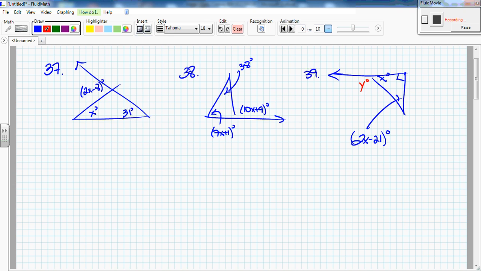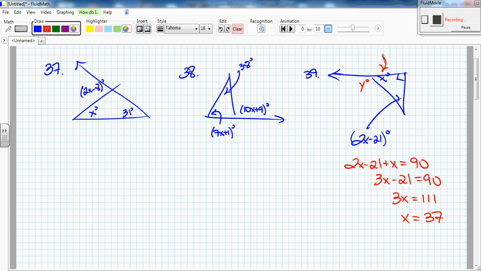So in order to find y, we have to find the value of x because we know that x plus y is equal to 180 degrees because it forms a linear pair. Now the reason this one's different is because in this particular question we know the measure of the third angle is 90 degrees. So that means these two angles have to be acute and their sum has to be 90. So we have 2x minus 21 plus x equals 90. So therefore 3x minus 21, excuse me, equals 90. So 3x equals 111. So x is equal to 37.